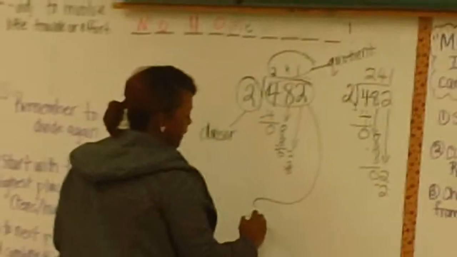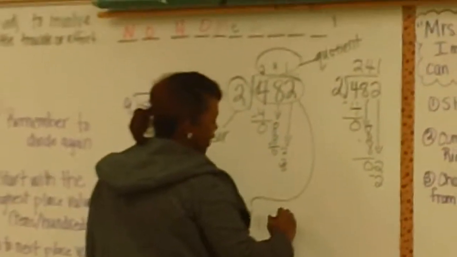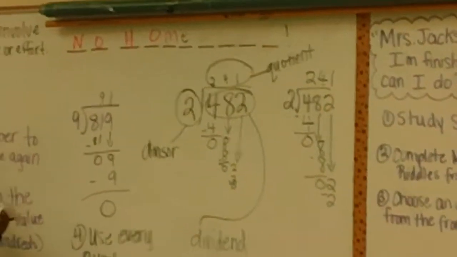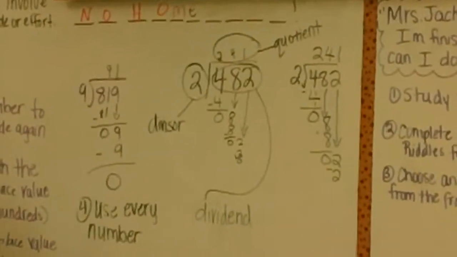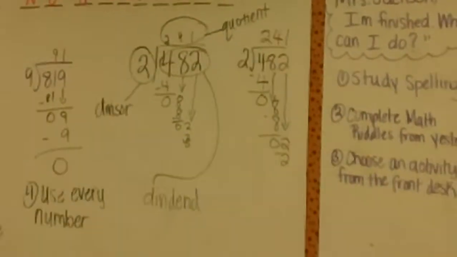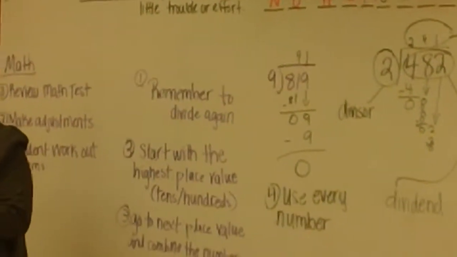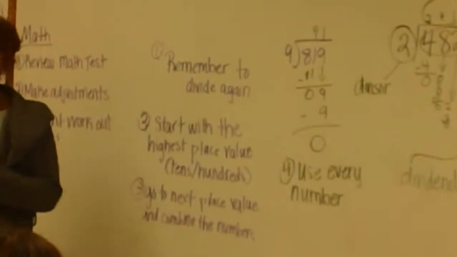If you do not have these answers at the very top of this page, A is quotient, B is divisor, B is dividend, C is divisor. If you don't have those, you need to write them down on your note sheet.